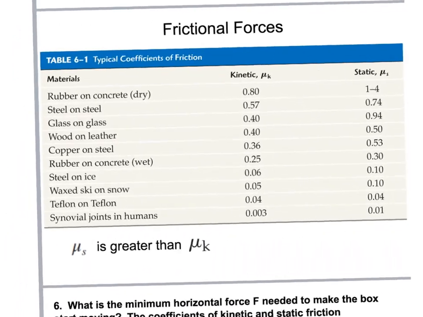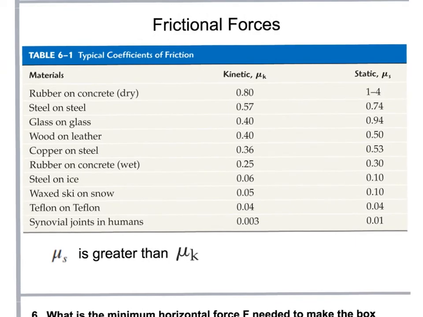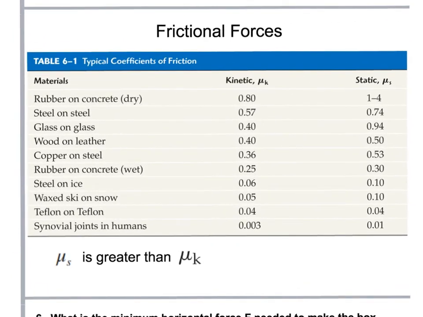So here's our comparative table between friction forces. We see kinetic friction is always smaller than static friction. So static friction is the larger of the two. Static friction is greater than mu sub k. So this is the table we'll be using when we calculate a lot of the problems.